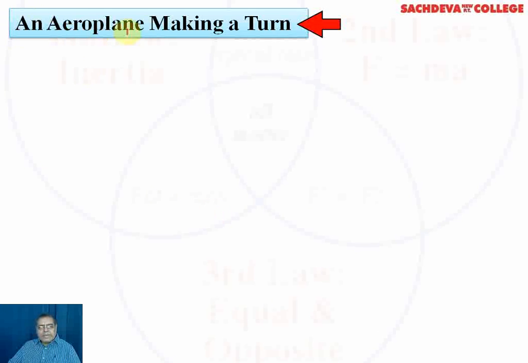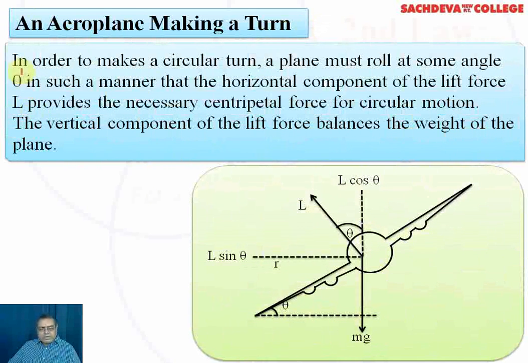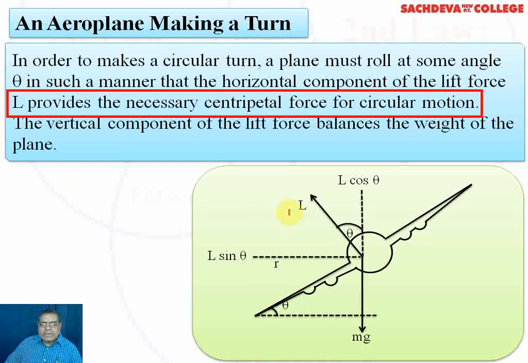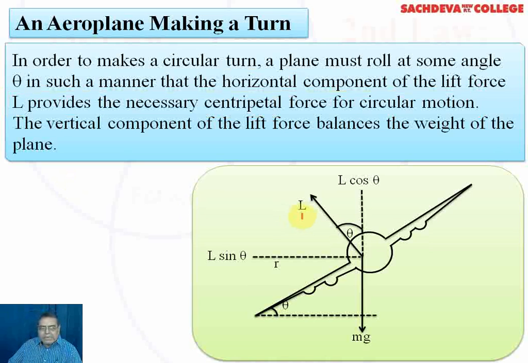An aeroplane making a turn. Now see the aeroplane, it is making a turn. A plane must roll at some angle theta, in such a manner that the horizontal component of the lift force L provides the necessary centripetal force for the circular motion. The vertical component of the lift force balances the weight of the plane.